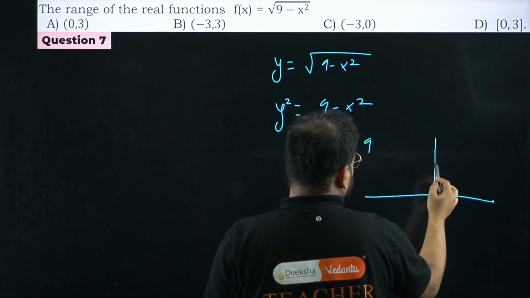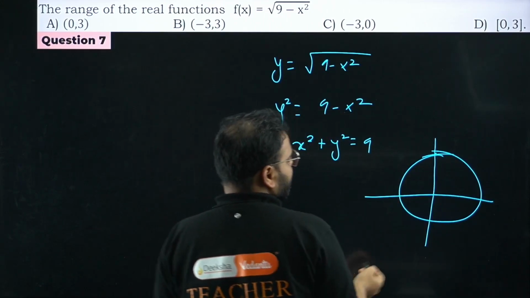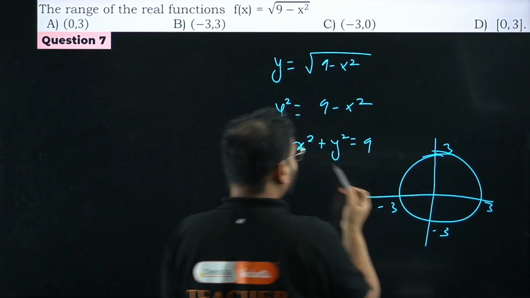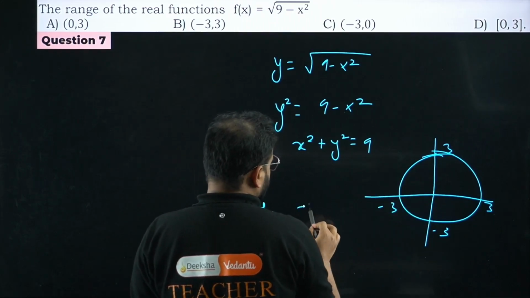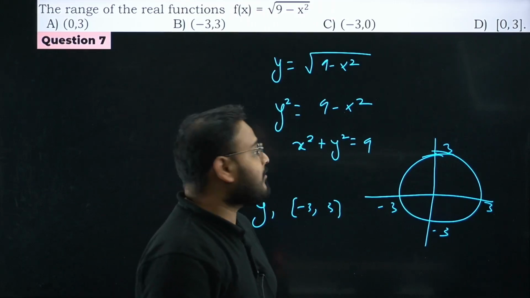Draw the graph. It's a circle with radius 3. So this is 3, this is minus 3, this is 3, this is minus 3. We're looking for the y value. So it's from minus 3 to 3, both inclusive. But we're looking for only positive values.